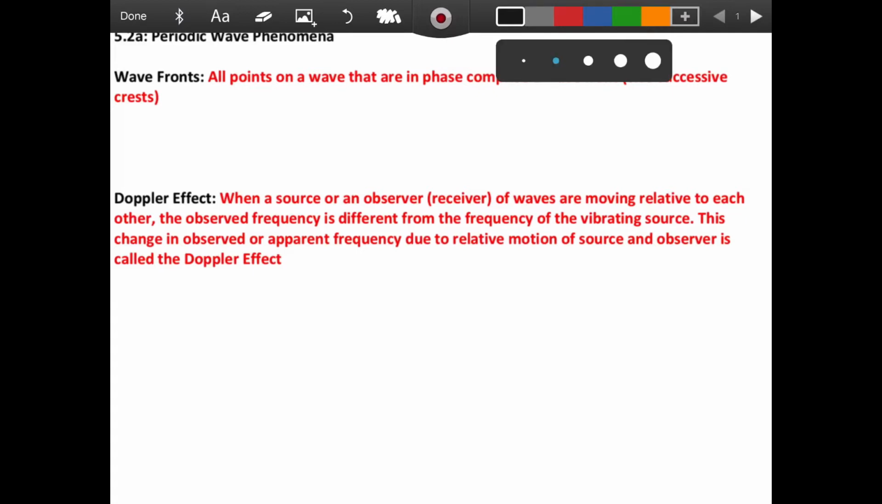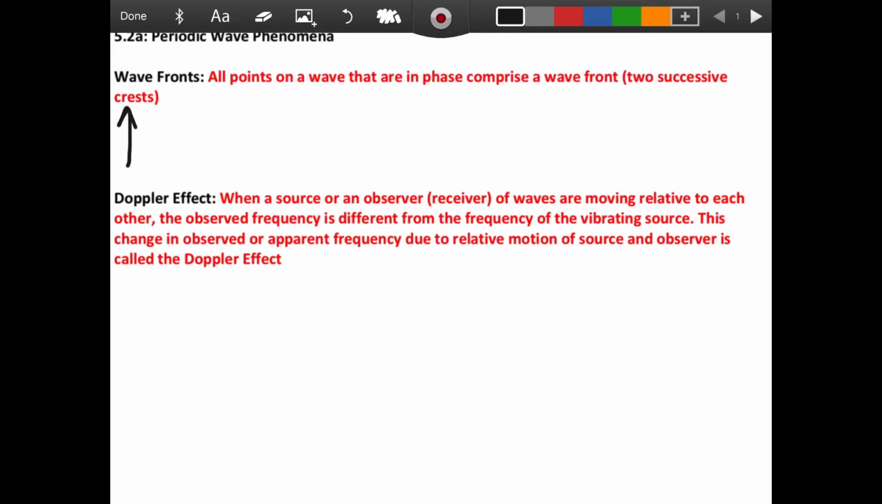Before we jump into the different phenomena, it's important to know what a wavefront is. A wavefront can be defined as all points on a wave that are in the same phase. So two successive crests would be examples of wavefronts. One way to visualize this: if you have a water-filled sink and you were to slowly drip water out of a faucet into that sink or tank, the expanding ripples would be examples of wavefronts.